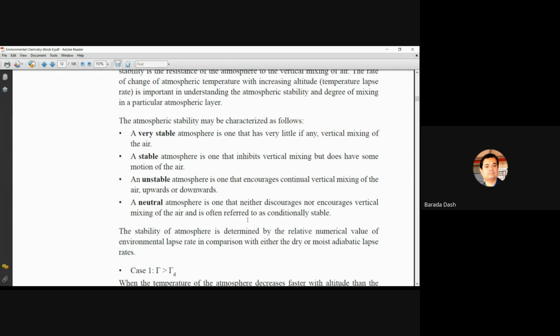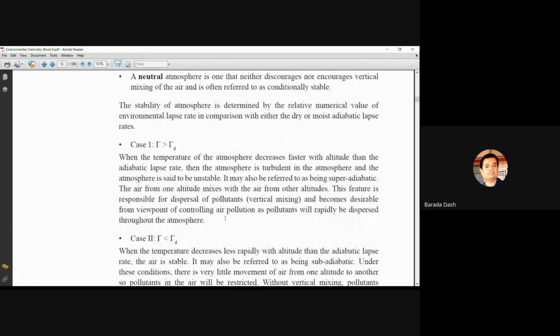So that means pollutants in the atmosphere can be mixed well if the atmospheric condition is unstable. If it is stable or very stable, then there is no mixing and there will be pollution build-up. That's why an unstable atmosphere is good for mixing of the pollutants, and the pollution load will be decreased. And a neutral atmosphere is one that neither discourages nor encourages vertical mixing of the air, and is often referred to as conditionally stable.